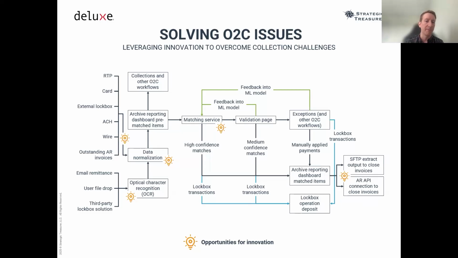So you can see high confidence matches there. These are things like, let's say the rules or the machine learning model had a 99 percent or greater confidence in the match, that can just be a straight through match. We'll match that automatically, and that'll then be archived as a matched item.